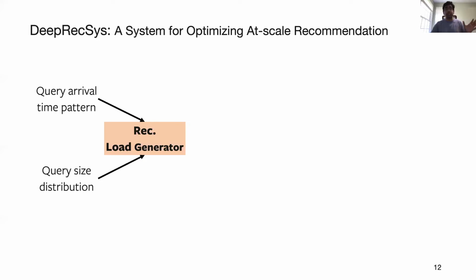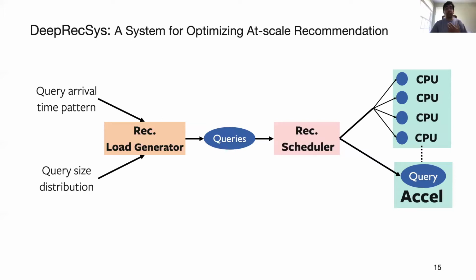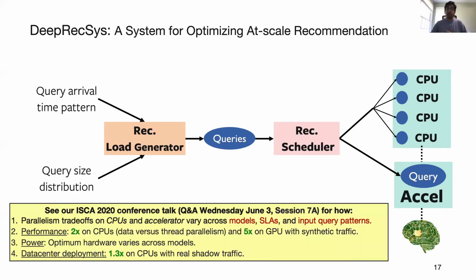The infrastructure first implements a load generator that samples query arrival and size distributions based on characterizations of production data centers. The load generator then produces queries that the scheduler determines how to process in order to maximize latency-bounded throughput, or inference QPS. For example, the scheduler can send the query to be run on an accelerator, or the scheduler can determine to split the query across many CPU cores.